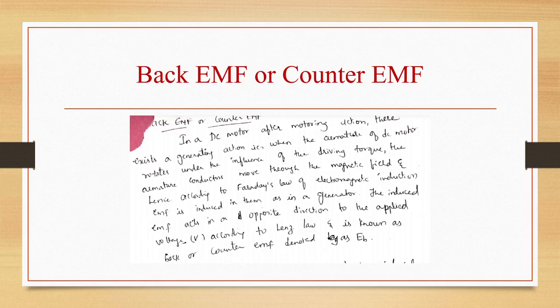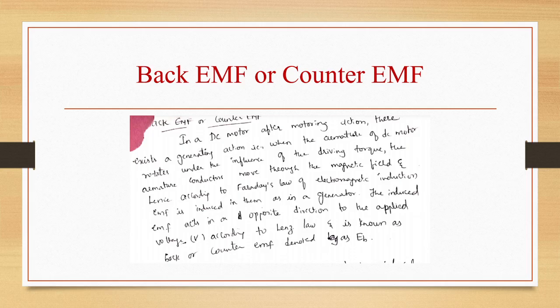That is, when the armature of a DC motor rotates under the influence of driving torque, armature conductors will move through the magnetic field, and hence, according to Faraday's law of electromagnetic induction, EMF will be induced in them as in the case of a generator. The induced EMF will act in the opposite direction to the applied voltage according to Lenz's law, and it is called back EMF or counter EMF. It is denoted as EB, E suffix B.